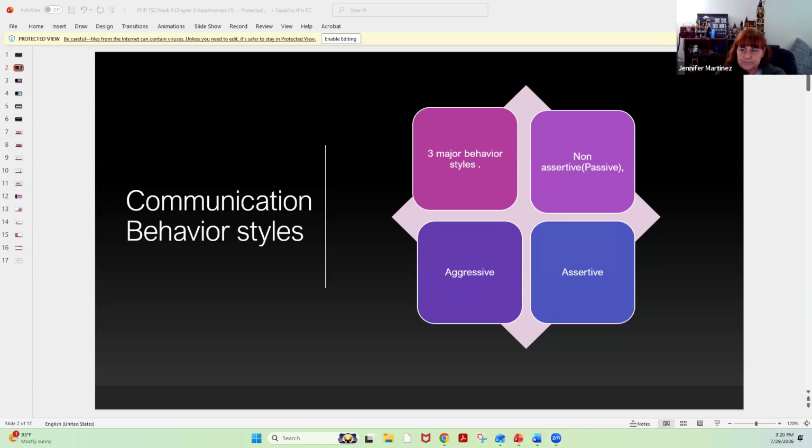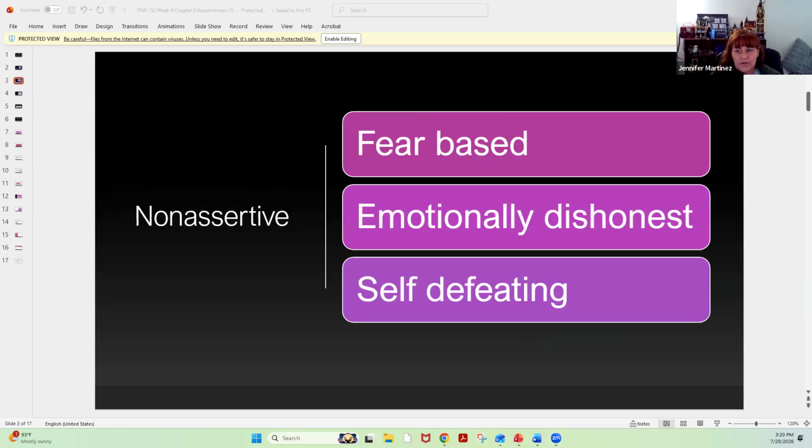And so the verbal, the nonverbal, the effective communication, those are all going to play into these behavior styles, right? So we will start with non-assertive. So non-assertive is fear-based behavior. It is emotionally dishonest. It is a self-defeating type of behavior. Okay. So we look at non-assertive nurses. These are nurses that tend to look the other way.